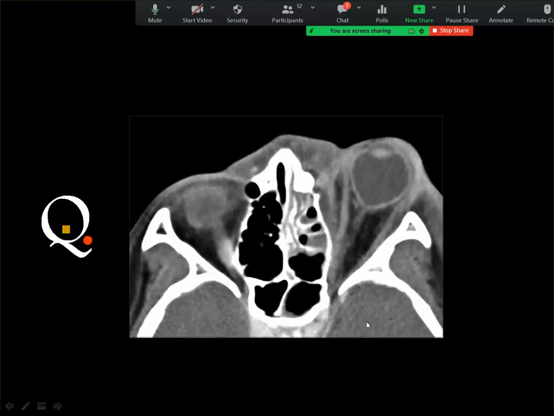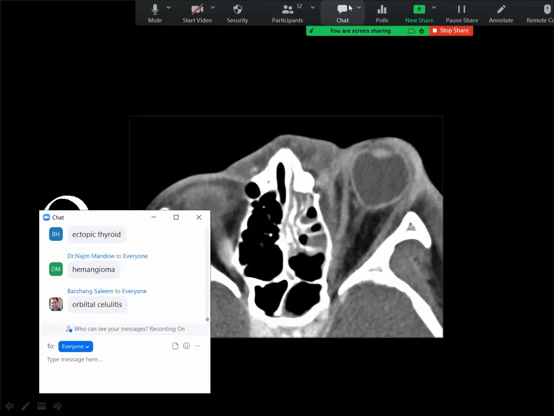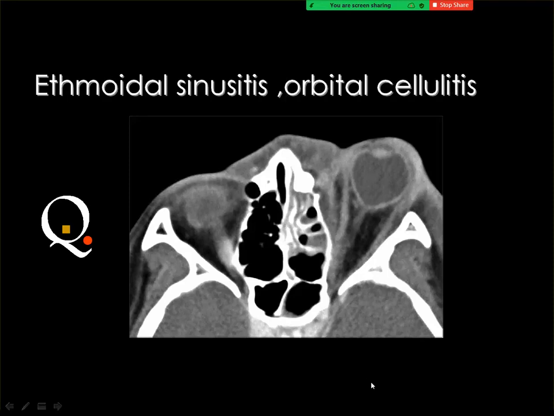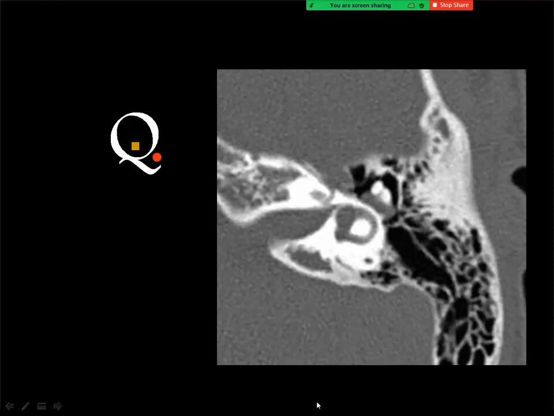Then this is a CT scan of the orbits. Yes, orbital cellulitis, the right answer, because you have ethmoidal sinusitis and inflammatory changes in the left orbit with, let us say, a subperiosteal abscess, edema of the periorbital soft tissues, as well as some proptosis. All these point to ethmoidal sinusitis and orbital cellulitis.